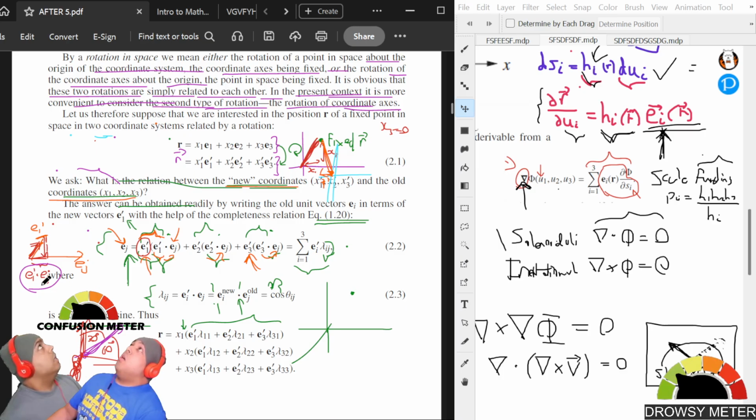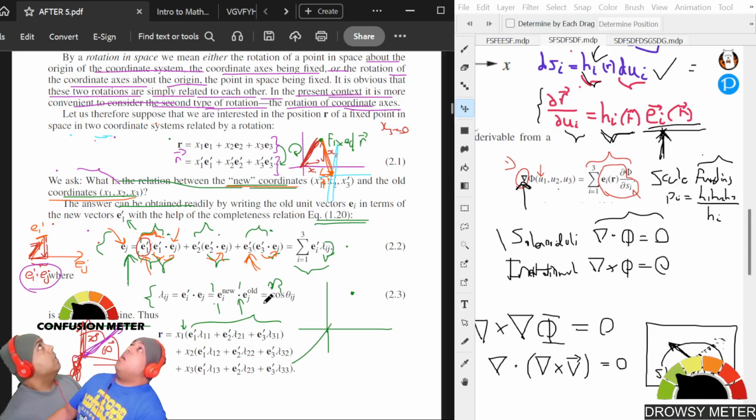EI dot EJ is cos theta IJ. Cos 30, cos 60. Does that equal 1? I forget. Cos 0 and cos 90 is 1 plus 0. I feel like this should be equal to 1. I feel like that's the case, right? Okay. Hopefully that works out for 3 angles as well. It's kind of weird.